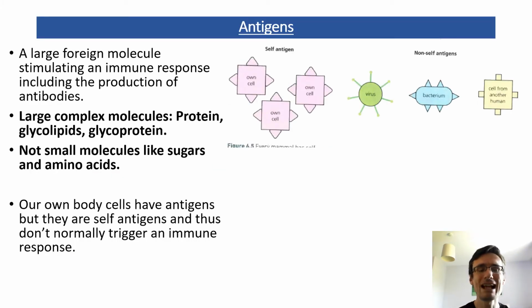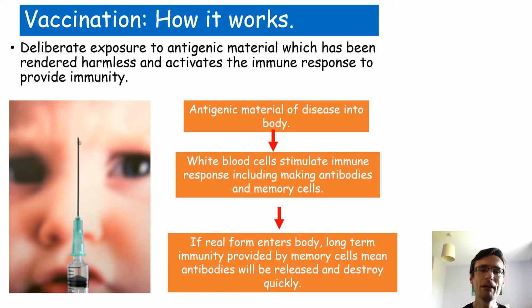So just to remind you what an antigen is, it is a protein that is on part of a foreign molecule. So it could be a toxin, it could be a pathogen, and our white blood cells recognize it as a foreign material, so material not present normally in our body. Then what we do is we basically deliberately expose ourselves to this for vaccinations.